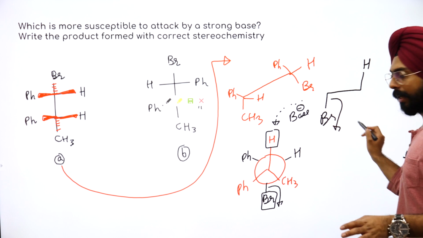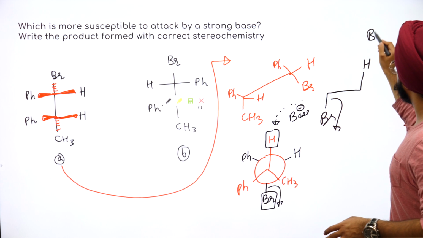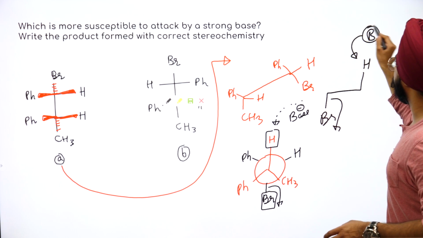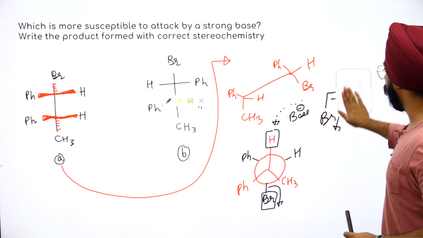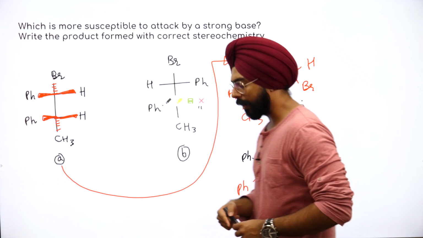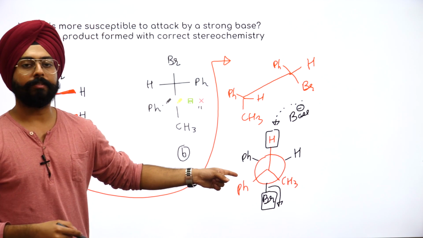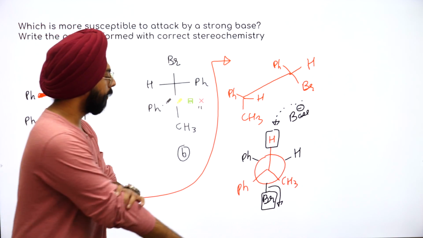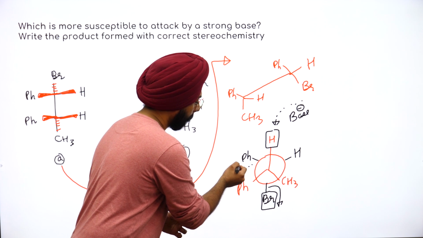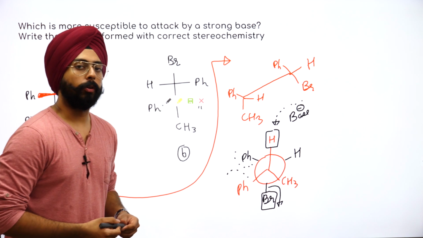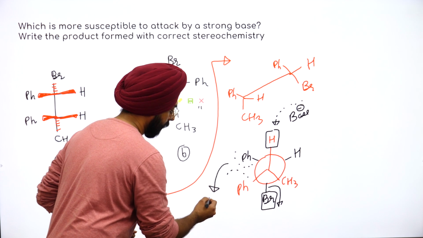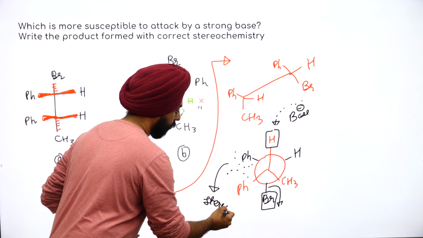No hindrance. खाली जगह है यहाँ पे. And the base can also come over here easily. B बोले तो base. ठीक है, so anti-periplanar is important. Now in this case, if I arrange it in the anti-periplanar fashion, do you notice one thing that is happening? A benzene ring and a benzene ring is coming close together. Do you realize that this has steric hindrance?